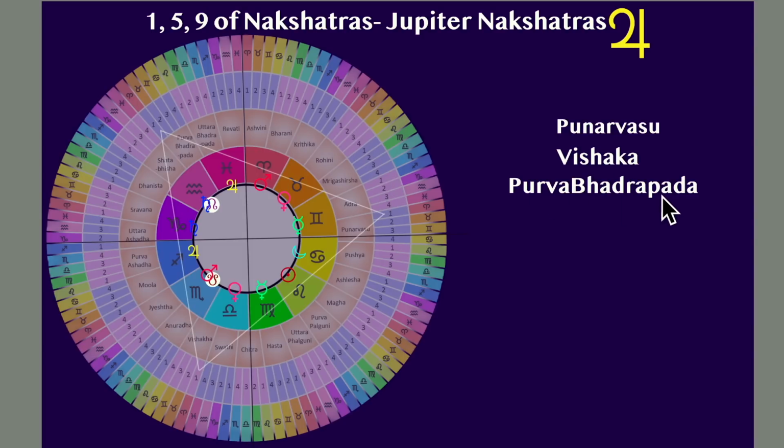These are the last transition between an air sign and going into a water sign, right? Punarvasu: first 3 padas are in Gemini, last pada is in Cancer. In the same way Vishakha: first 3 padas are in Libra, last one going into Scorpio. And Purva Bhadrapada: first 3 padas are in Aquarius, last one going into Pisces. And the exaltation of Jupiter is in the Cancer sign.